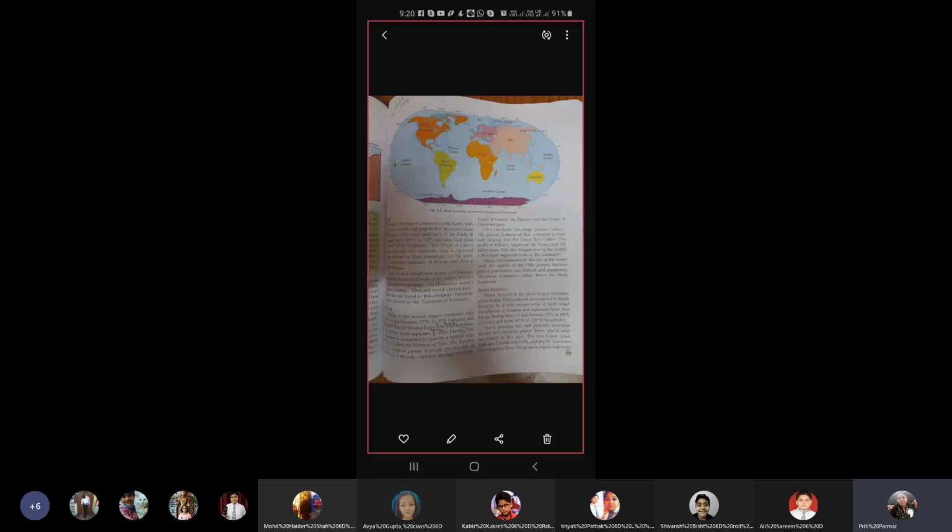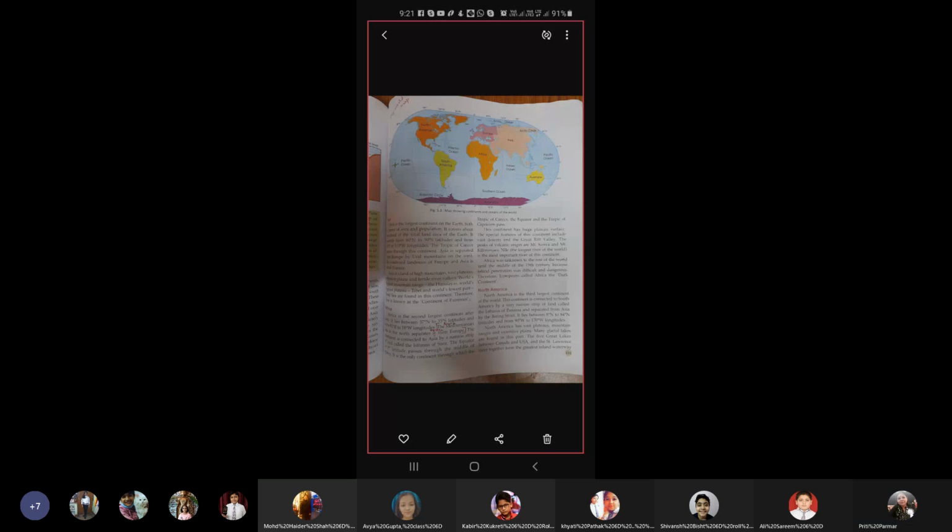Then the Arctic Circle passes through it, and we all know that the Arctic Circle passes from 66.5 degrees. So you all can see that the Arctic Circle passes here from here. If you want, I can just mark it for you.